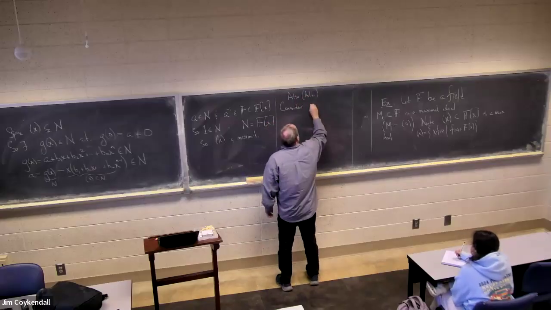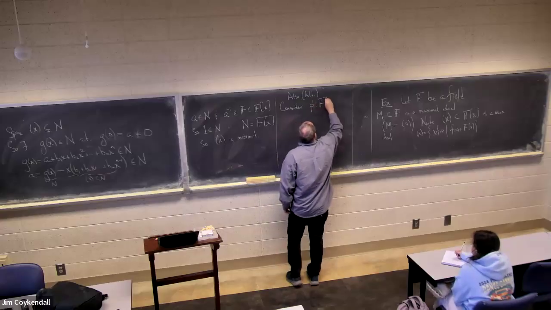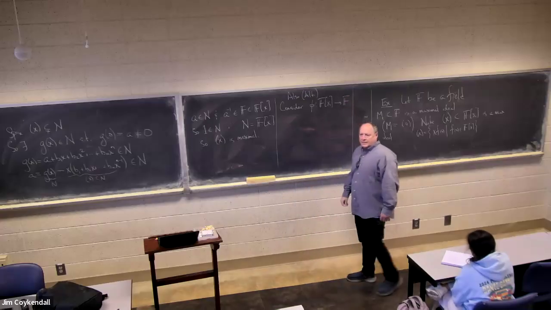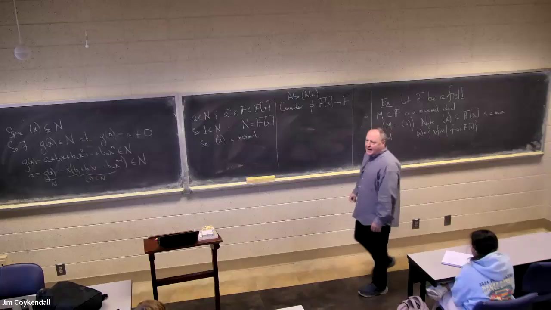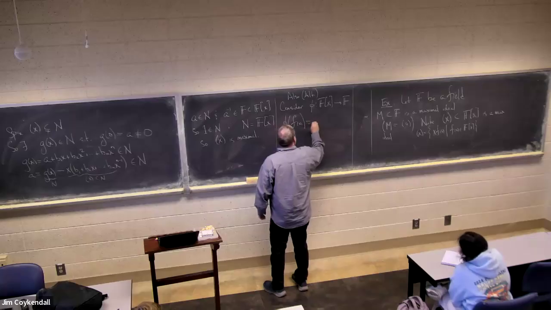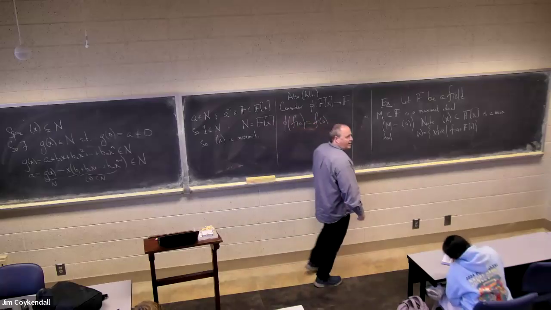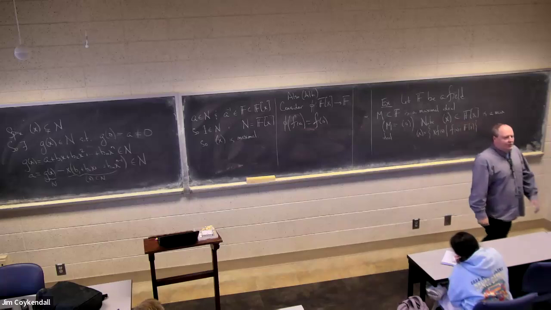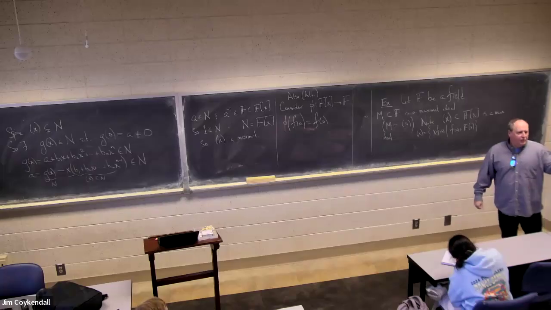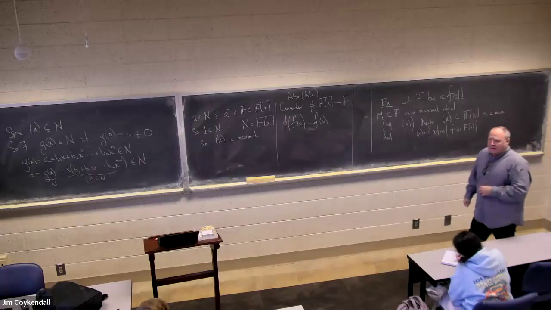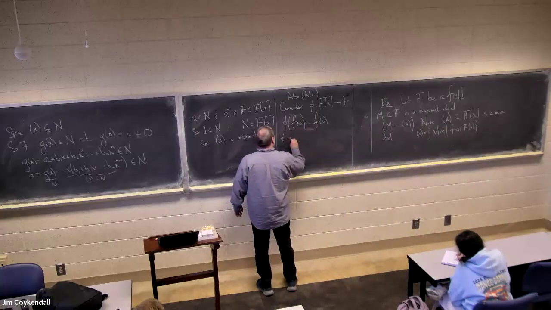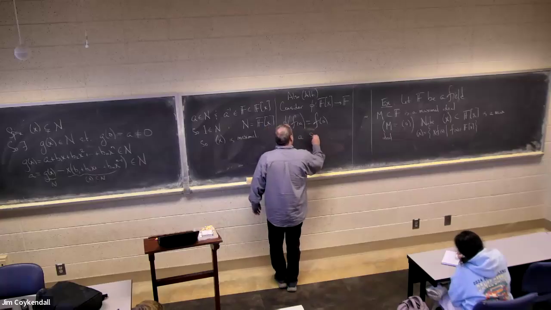So here's the way this homomorphism works. My input is some polynomial, and my output is what you get when you plug in 0 into that polynomial. It's easy to check that this is a homomorphism.